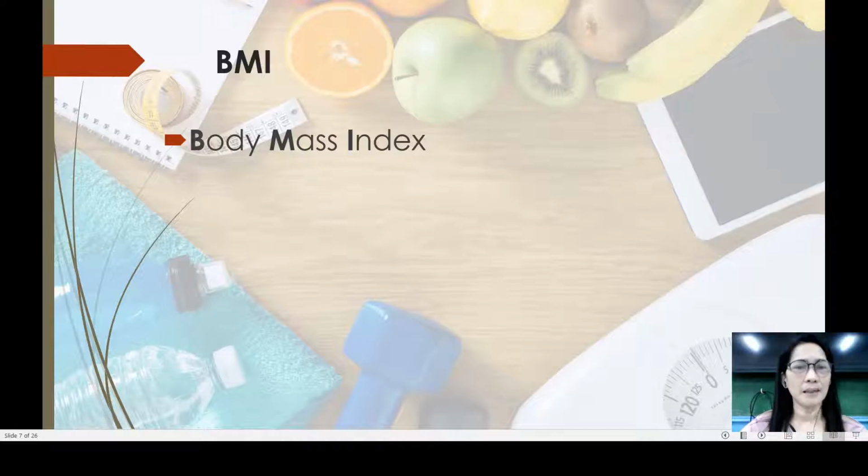Siguro naman narinig nyo na yan since grade 7. Actually, grade 7, grade 8, grade 9, kay Sir Ryan, napag-aralan yan. Kasi first day of class pa lang, kinukuha na namin ng BMI. Remember? Kasi po, para malaman natin kung ano ang inyong height and weight or appropriate ba sa age nyo or sa gender ninyo yung inyong height and weight. So that is BMI. So what's the meaning of BMI?